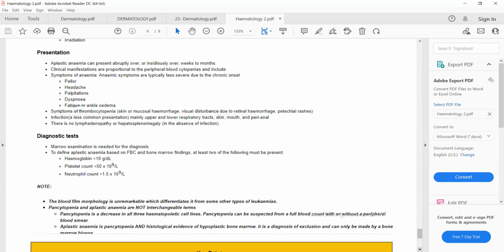So pancytopenia without lymphadenopathy and hepatosplenomegaly will most likely be aplastic anemia. Pancytopenia with a normal peripheral smear or unremarkable peripheral film is again aplastic anemia. Pancytopenia with hypocellular bone marrow, again aplastic anemia.